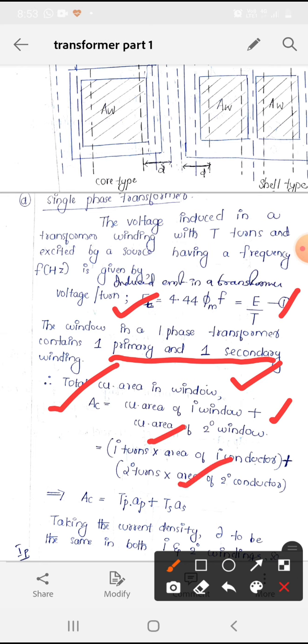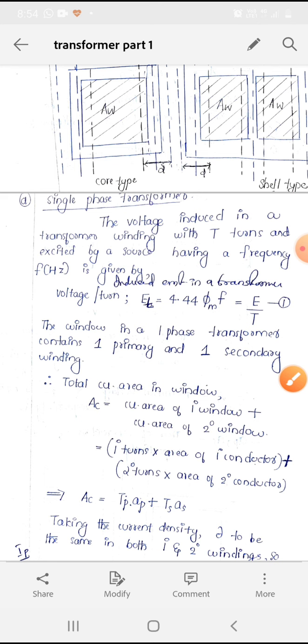So AC is equal to primary turns into area of primary conductor, that is TP AP plus TS AS. For a single phase transformer, AC is equal to TP AP plus TS AS, whereas in the case of a three phase transformer, the window is 2. Therefore, area of copper in the window is equal to 2 into the whole equation. This equation will change into AC is equal to 2 into the whole equation in the case of a three phase transformer. That is the basic difference in the derivation between single phase and three phase.